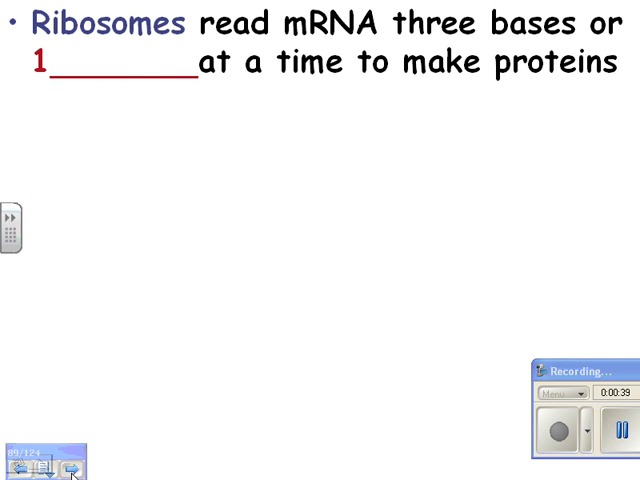Ribosomes read mRNA 3 bases, or we call them codons, one codon at a time to make proteins. So 3 bases are a codon. So for example, AUC would be one particular codon made out of 3 nucleotides.